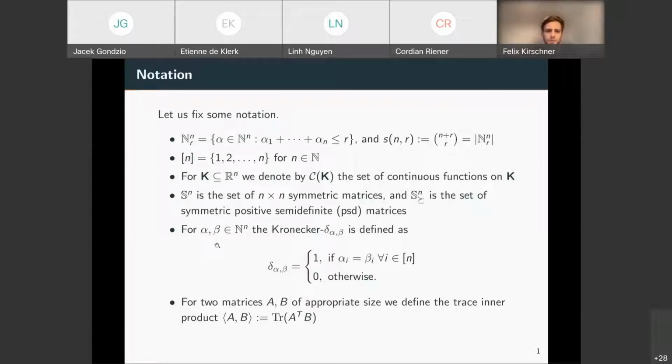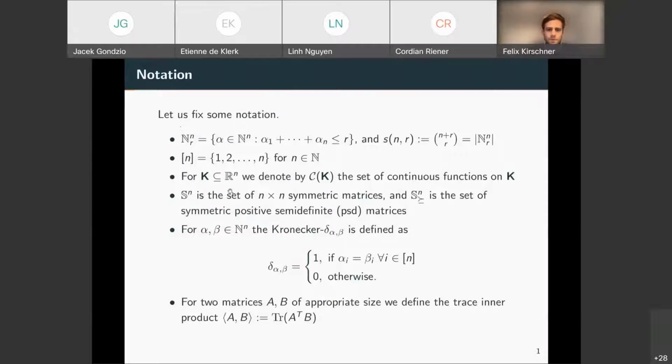And here we also define the Kronecker delta for two n-tuples, which is basically 1 if the tuples coincide in every component, and it's 0 otherwise. And last but not least, we define the trace inner product for two matrices of appropriate size, which is denoted by these brackets here, and it's just the trace of A transpose B. I think all of this notation is well familiar to everyone listening, but just to be sure, I wanted to have it on the first slide.